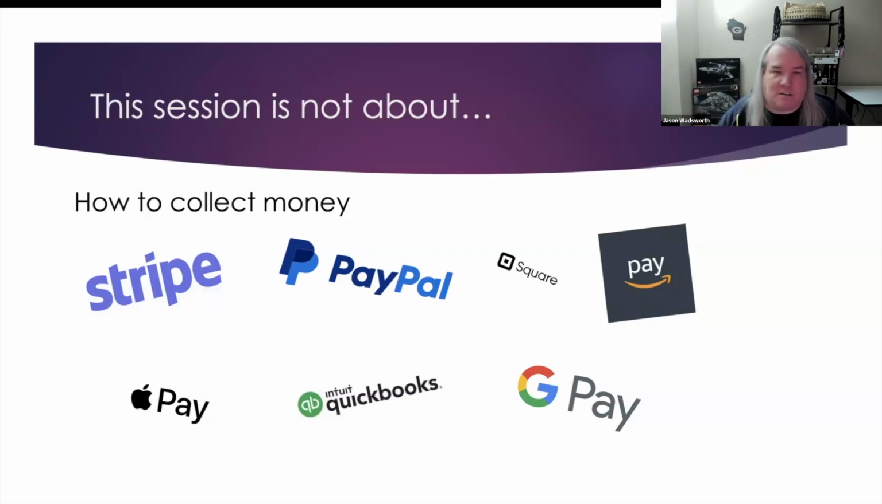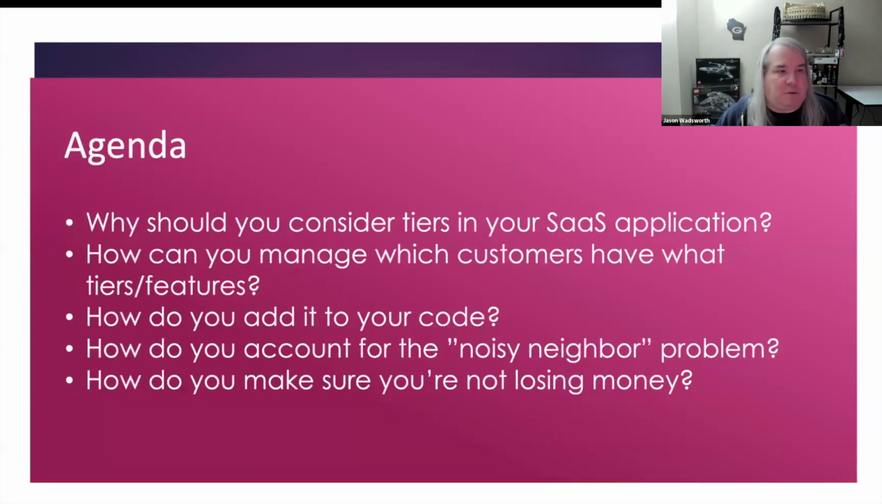But here's what we are going to talk about. First, we'll talk a little bit about why you should consider tiers in a SaaS application, what things make it worth doing. And then we'll talk a little bit about how to manage which customers have access to which tiers or features. We'll talk about how you can add to your code, what things you should think about when you're putting stuff in your code that talks about the different tiers and features that your customers have.